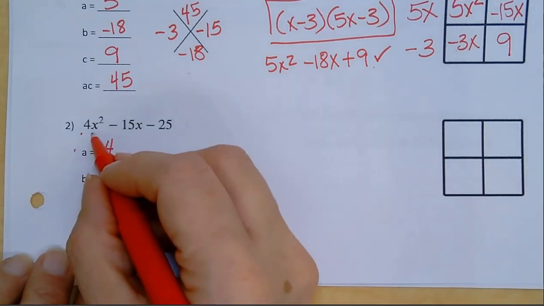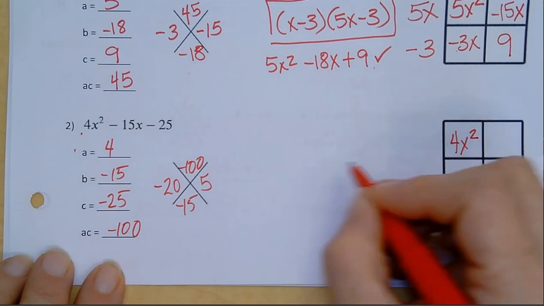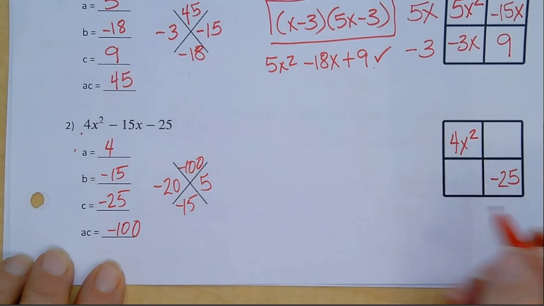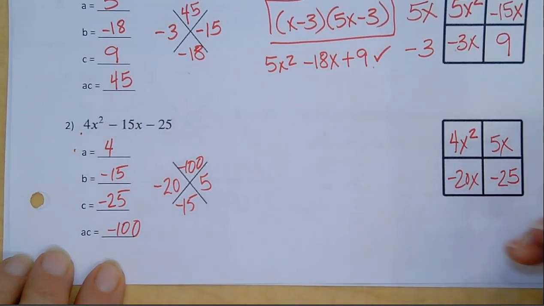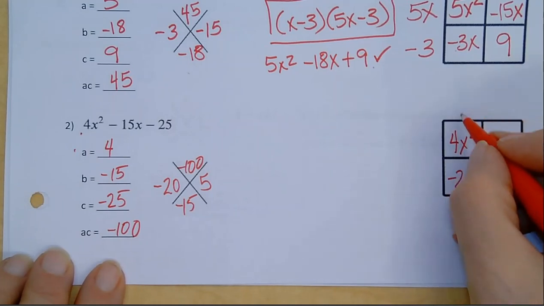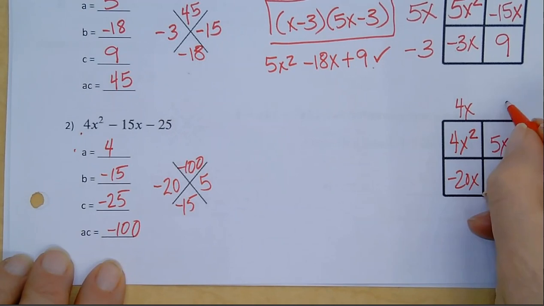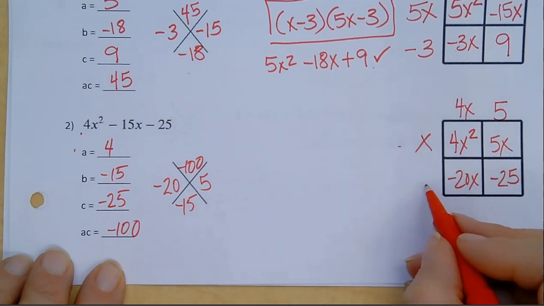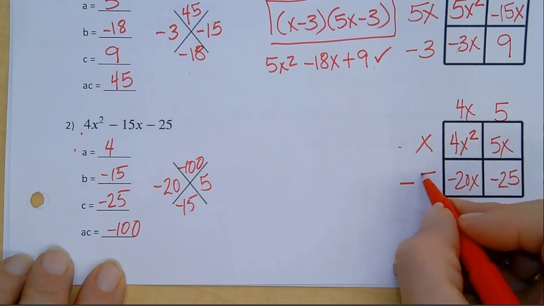I know my top left is going to be my leading whole term. My bottom right is going to be my last term, including the negative. And I'm going to put in negative 20x and 5x. I'll pull out my common factors. So looking down, I can pull 4x. Looking down, I can pull 5. Left to right, the only thing I can get out of there is x. Left to right, I'm looking into a negative, so it has to be negative. And I'm going to pull a 5.